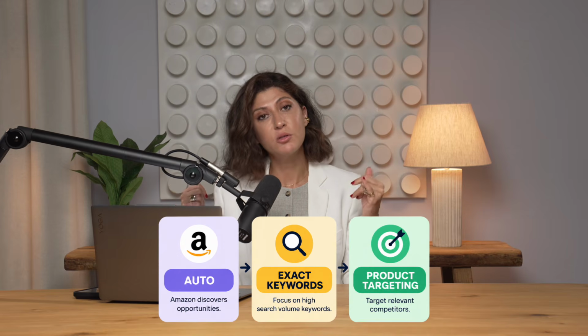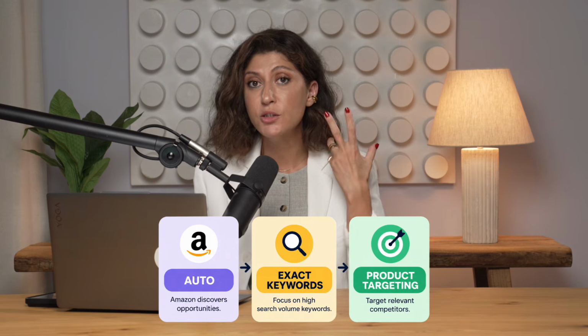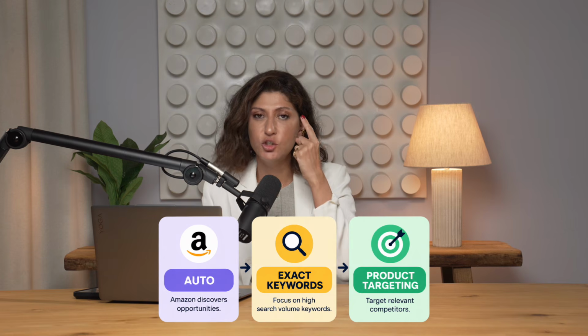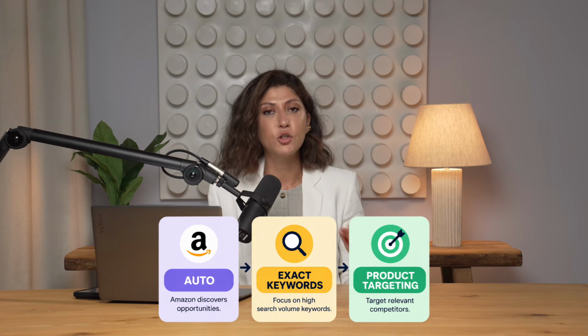Going back, here's the simple framework. An auto campaign is to discover opportunity. An exact keyword campaign is to focus on high search volume keywords, even if it's just one keyword. And a product targeting campaign is to target relevant competitors.